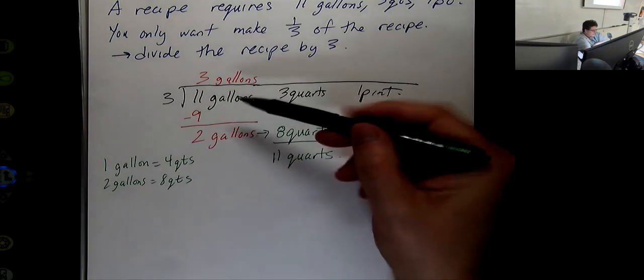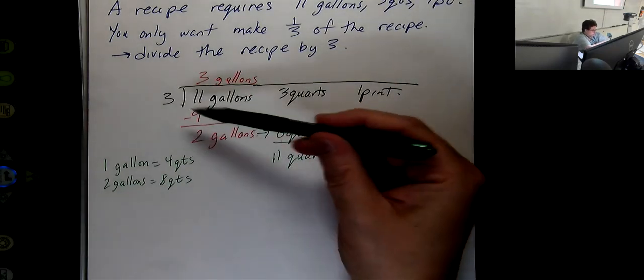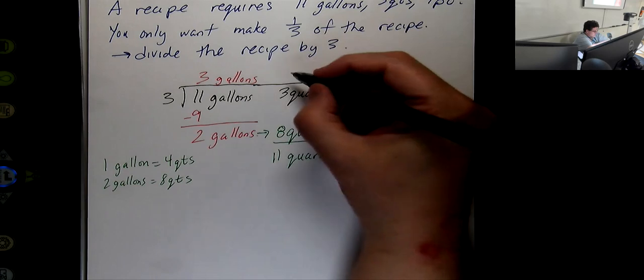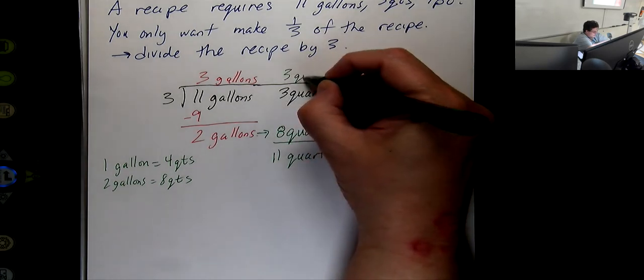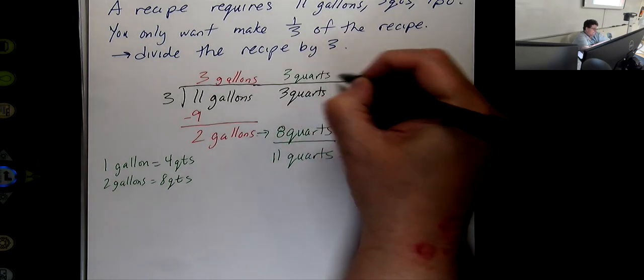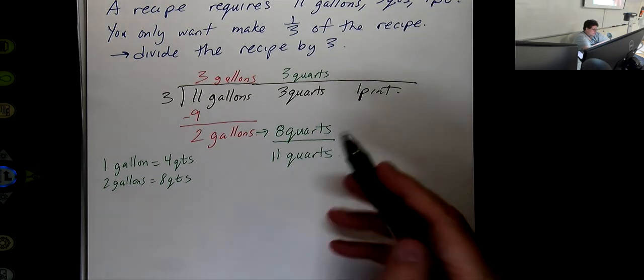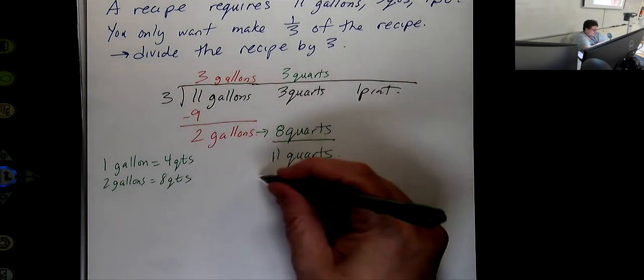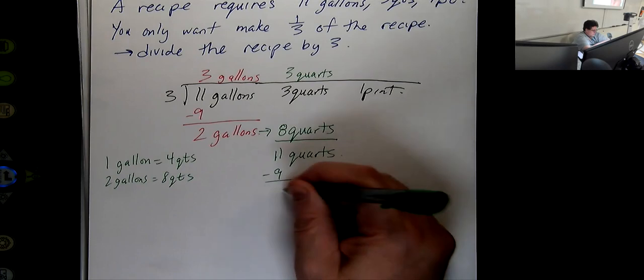Then we'll do the division again like we did above. The 3 goes into the 11 3 times, so I'll have a 3 with quarts. And I'll do the multiplication, minus 9, and I have 2 quarts left.